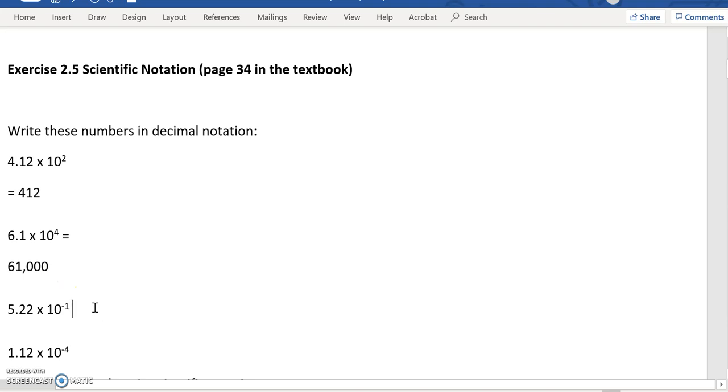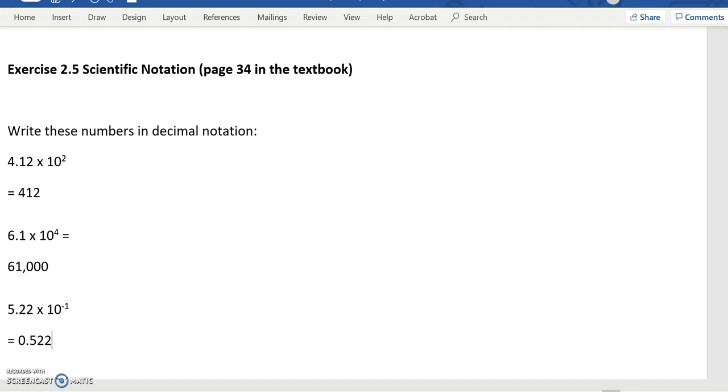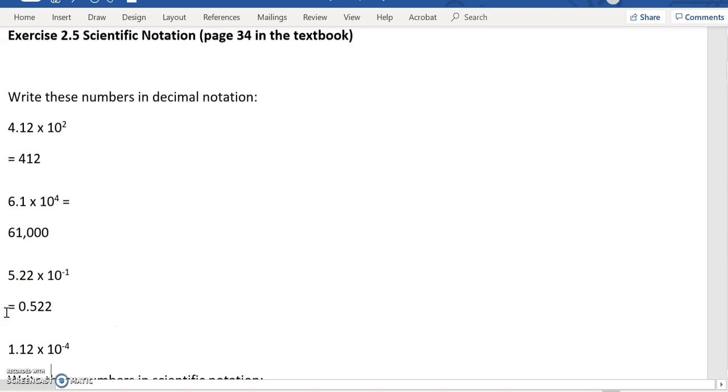Now, when we get to the negatives, we're moving in the other direction. We're moving the decimal point in the other direction. In this case, we're going to move it 1 place. So it's going to equal 0.522. Effectively, the decimal point is moved 1 place to the left.